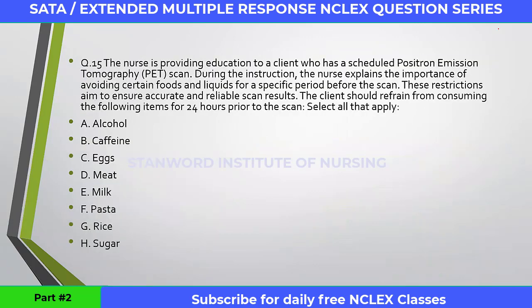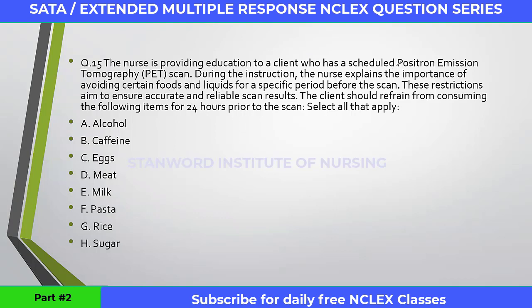Here next, question number 2. The nurse is providing education to a client who has scheduled a positron emission tomography, or we can call it a PET scan. During the instruction, the nurse explains the importance of avoiding certain foods and liquids for a specific period before the scan. These restrictions aim to ensure accurate and reliable scan results. The client should refrain from consuming the following items from 24 hours prior to the scan. Select all that apply. So we will find the strategy and recognize the cues regarding this question here.